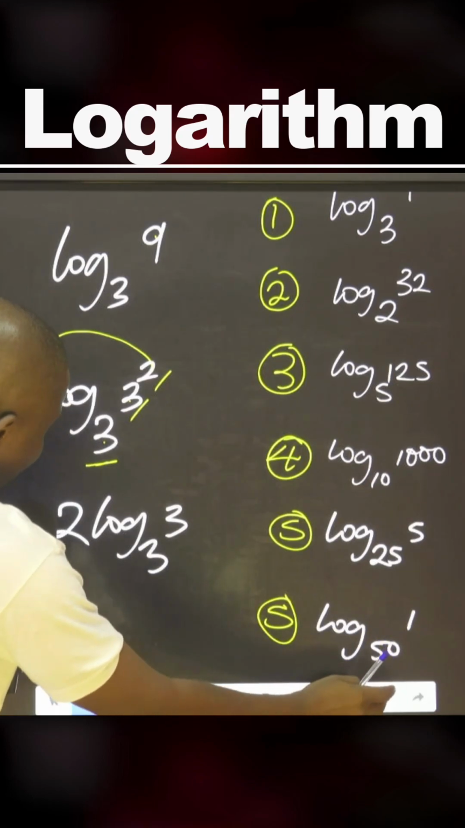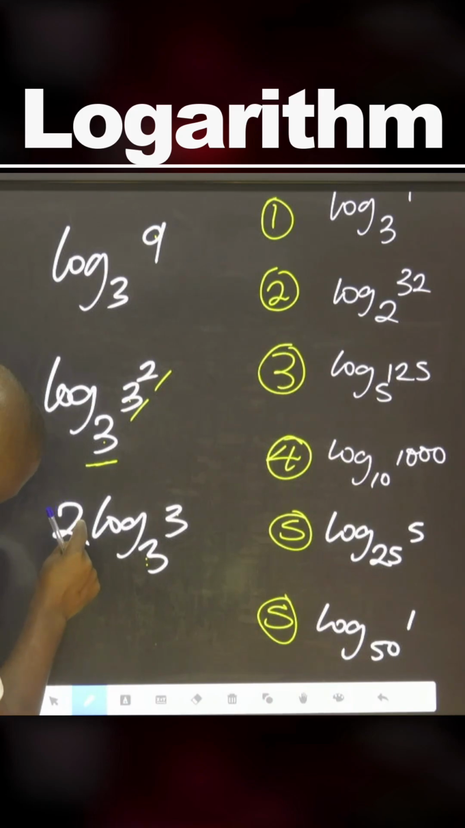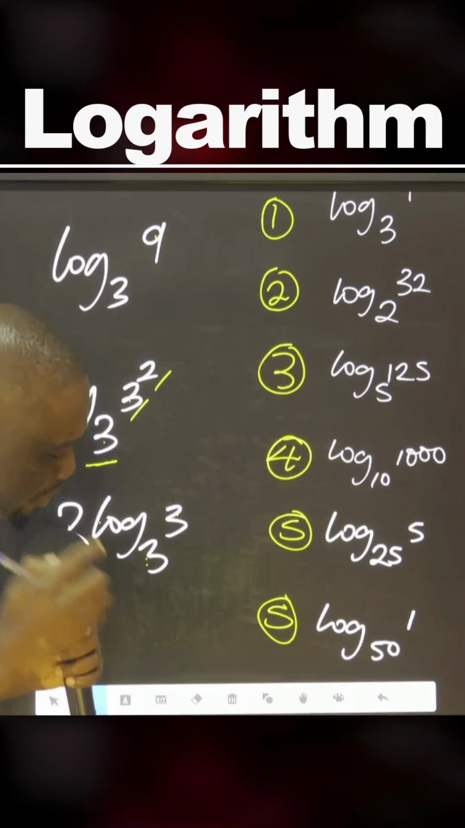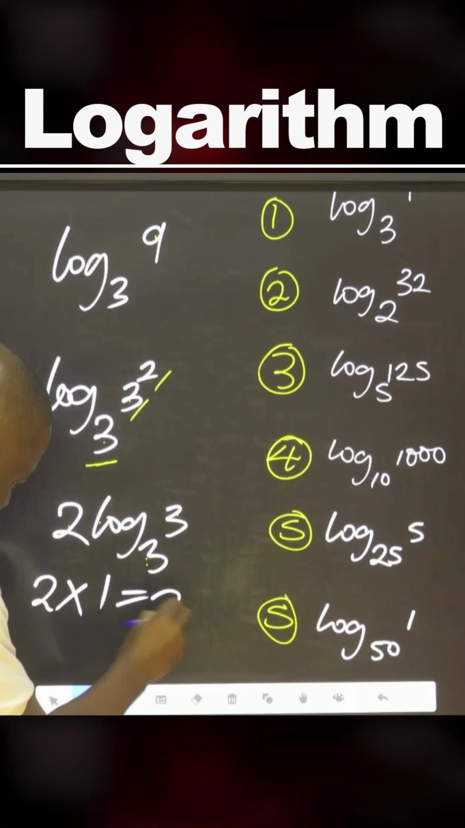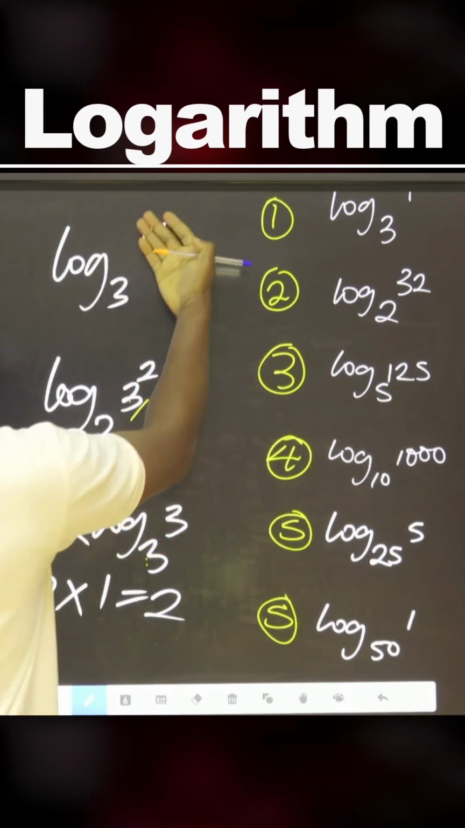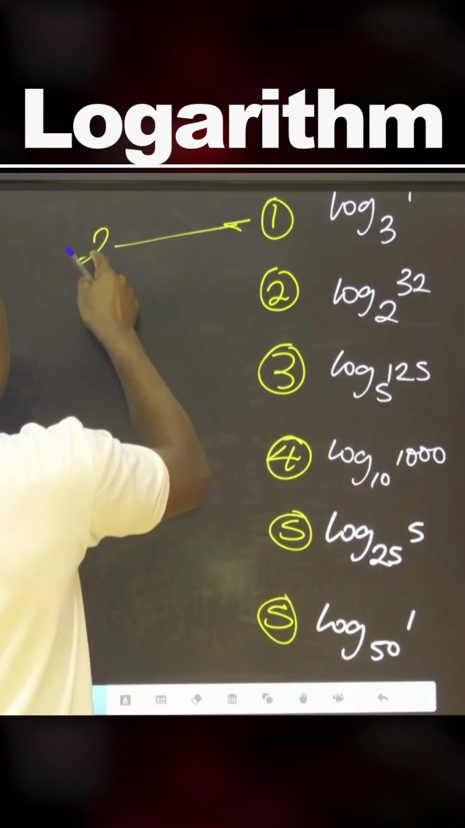With what we have done now, you agree with me, this and this are the same, because it is 1. What is between these 2? It's multiplication. That is 2 multiplied by 1. The answer is 2. So for this first one, the answer is 2.